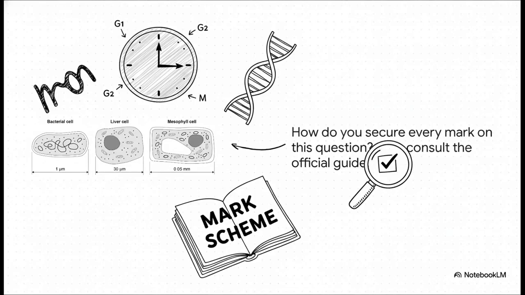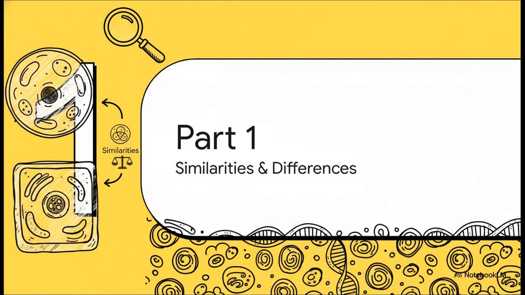We're looking at question 03 from an AQA paper, and it's a real classic. It's got a bit of everything, from comparing cells to the whole cell cycle. And our secret weapon to nail this? The official mark scheme. Think of it as the examiner's answer key. We're going to use it to figure out exactly what they're looking for. So first up, we've got part 1, which is all about spotting similarities and differences between cells.